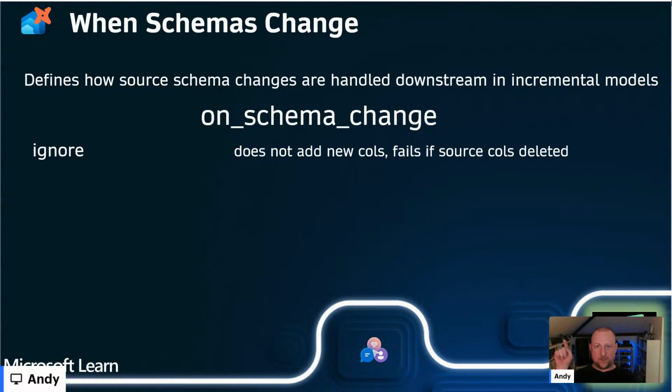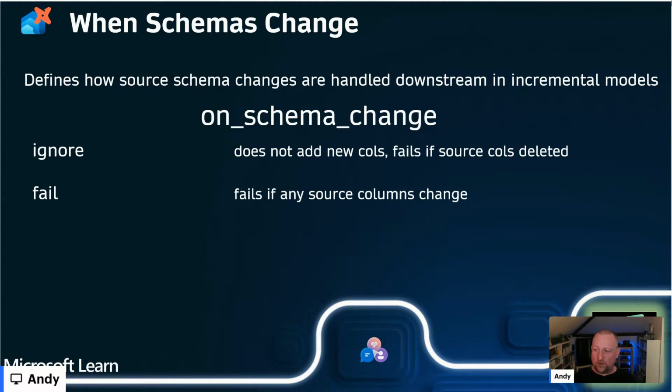What does DBT do when it encounters a source change in your definition? Well, we can ignore it. However, DBT doesn't quite ignore it. If there are any new columns added, it doesn't add the columns. But if it detects columns missing, it will actually fail. So it doesn't truly ignore.